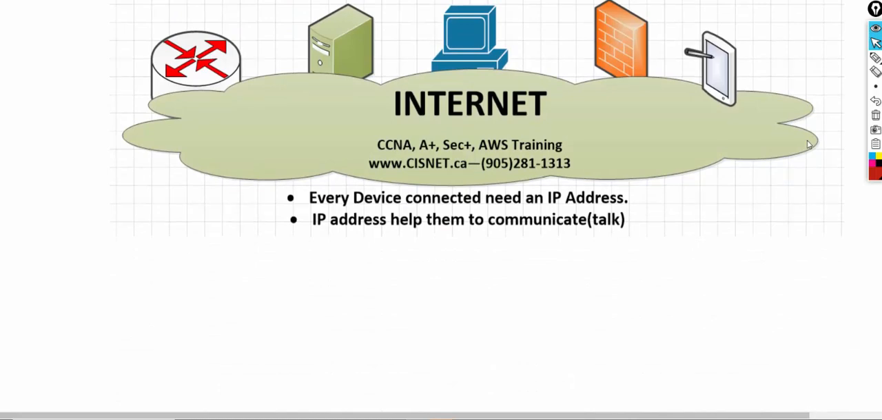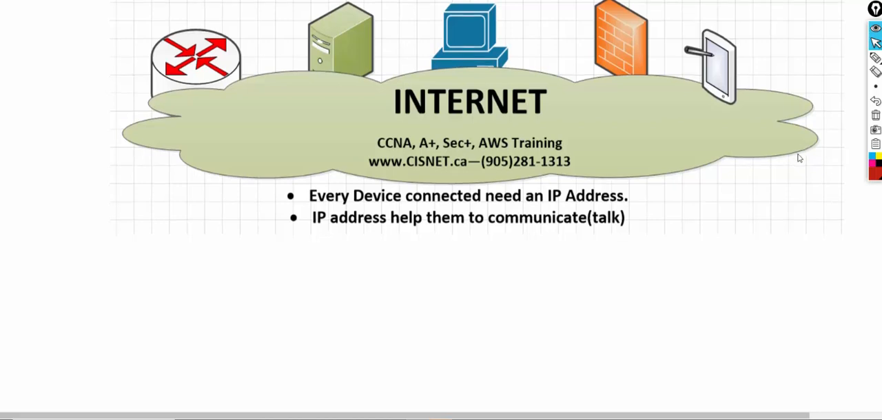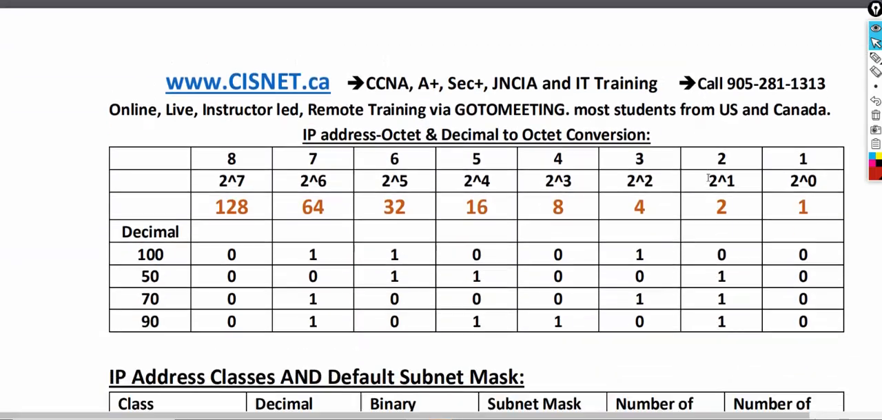Okay. So this is an example of the internet. You have a router, you have a server, you have a PC, you have a firewall, you have an iPad, everything connected to the internet. That means every connected device needs an IP address. An IP address helps them to communicate with the outside world. That means to talk. Okay.